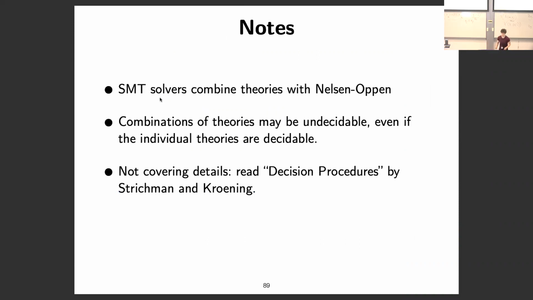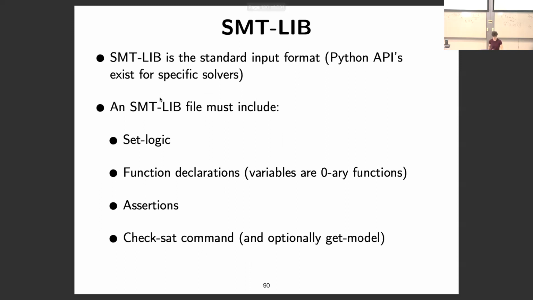So you can combine theories with Nelson-Oppen. I'm not going to tell you how that works because we don't have time. Combinations of theories might be undecidable, even if the individual theories are decidable. That's just a fun, surprising result. It's in the decision procedures book, which has a selection of theory solvers, since I also haven't told you how any of them work. But I did say I was basically going to tell you how to use these things.